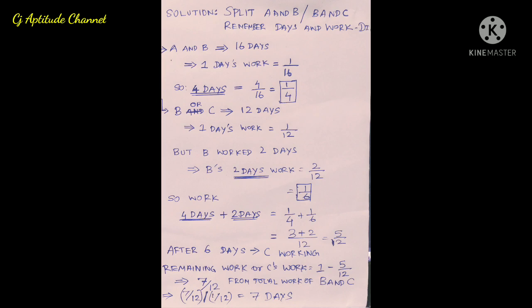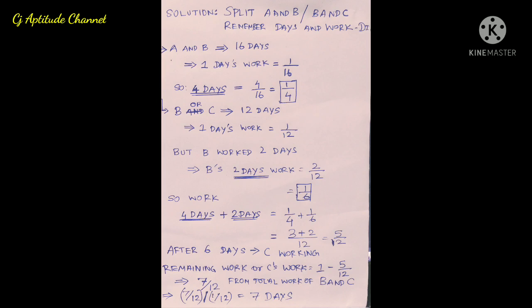Totally 4 days plus 2 days' work equal to 1 by 4 plus 1 by 6. Just taking the LCM as simple, 6 into 2, 12. So 4 also 12, 4 3s are 12. And 6 2s are 12. So 3 plus 2, 5. 5 by 12 is the work.